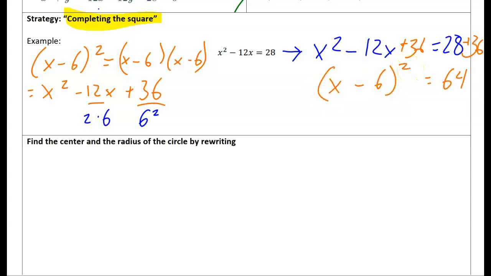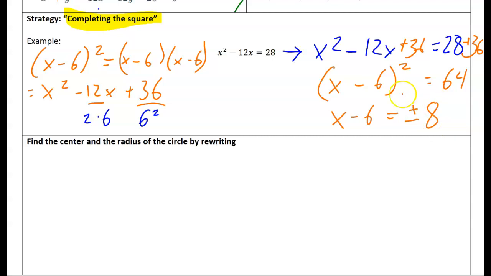And then I can square root both sides. That's why it's useful to me here, is I can say, okay, just plain old x minus 6 is equal to positive or negative 8. And then I could solve it from there, right? If I wanted to get my x's for my quadratic. And that's completing the square.